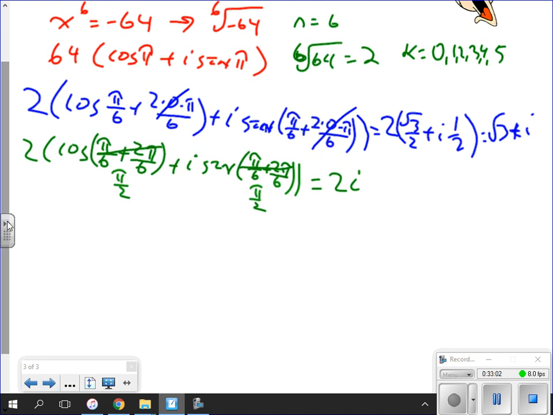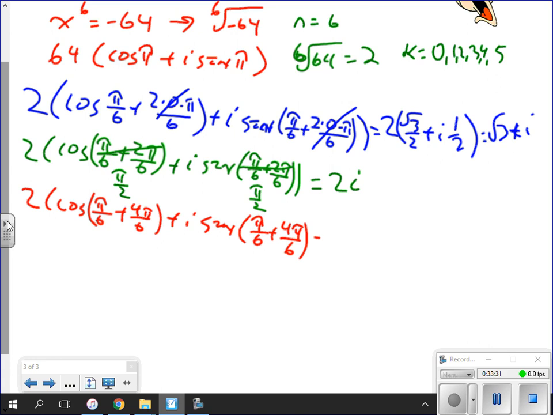Okay, so the next one, I have 2 times the cosine of pi over 6 plus 2 times 3, 2 times 2, right? So I get 4 pi over 6 plus I sine of pi over 6 plus 4 pi over 6 equals. Okay, what's pi over 6 plus 4 pi over 6? 5 pi over 6. That makes that nice. That's 5 pi over 6.